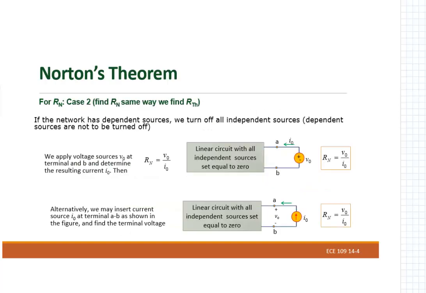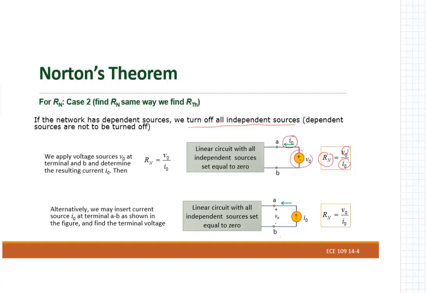Second case is like this. If we have dependent sources, in this case, we're gonna again turn off all independent sources, not the dependent sources, okay? And we're gonna apply a voltage source at the terminals A and B. We can apply a 1 volt voltage source. Then we can find the current that goes from here. Then we can find the equivalent resistance value, V0 divided by I0.